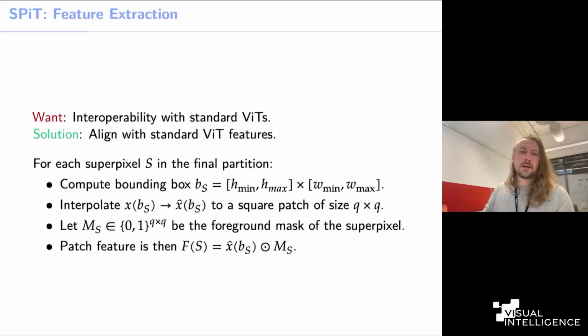We essentially compute the bounding box of each superpixel region, and then we interpolate that into a fixed patch size, which is typically square. And then we take this mask of the foreground to select just the pixels in this interpolated space that correspond with the superpixel. Then we multiply those together, and you get something that has a fixed patch size, but also only corresponds to the pixels that were in the respective superpixel.